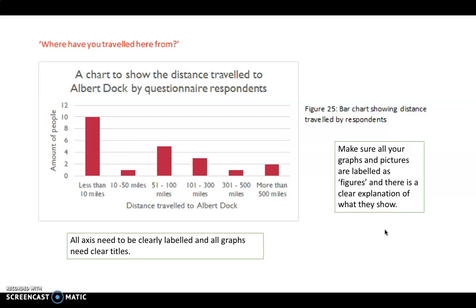The next piece of data here is being represented in a bar graph, which is really simple. Please just make sure that any graphs you are drawing have their axes labelled. So here you've got distance travelled to Albert Dock. Up the side you've got the amount of people, and you can see it's got a very clear title labelled on it. So just make sure they're clear and labelled on, and again you can see the figure here and a description of what each of the figures shows, so make sure that it's really clear.